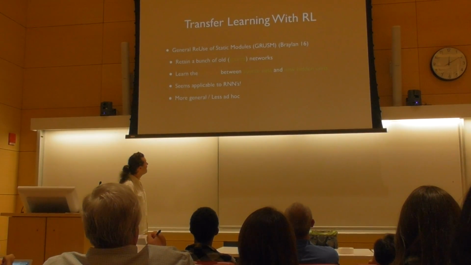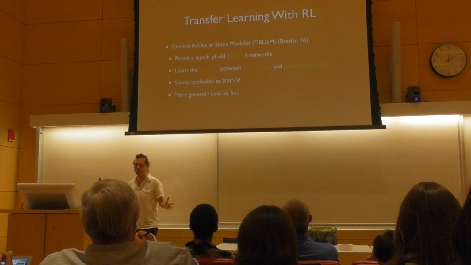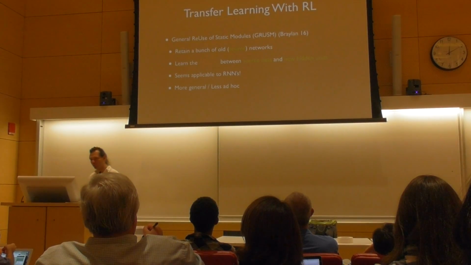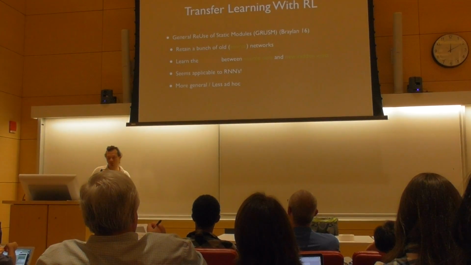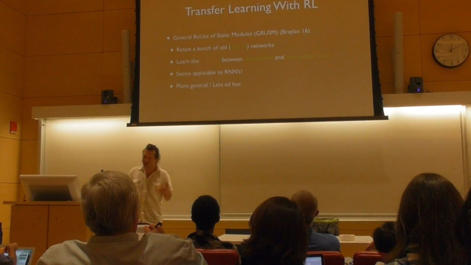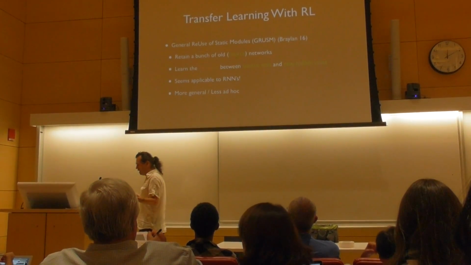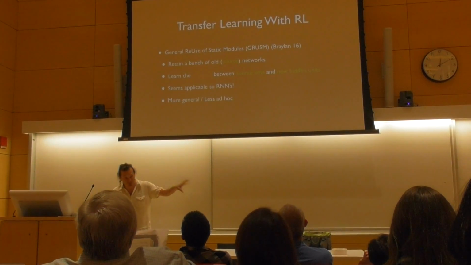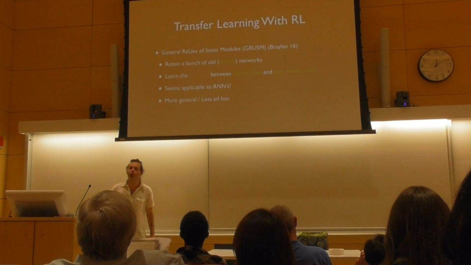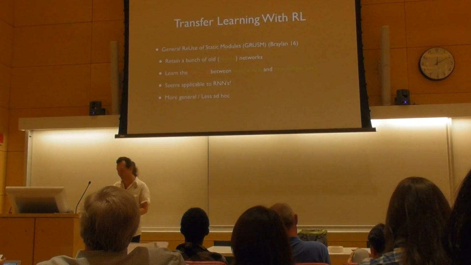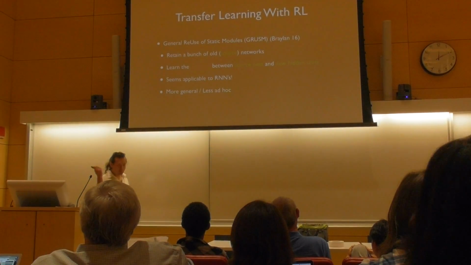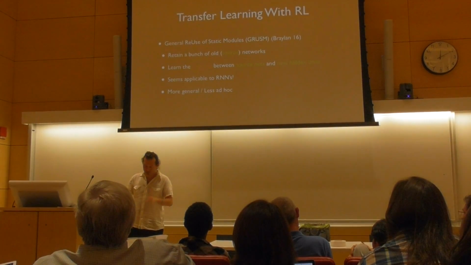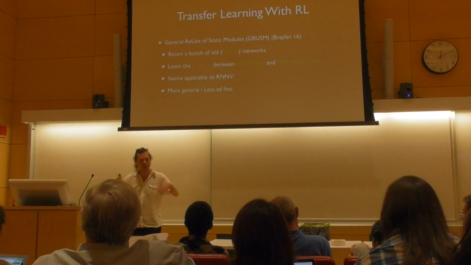This approach retains a bunch of old networks, not just one, but a bunch of them. And these are called source networks in this model. What we are doing here is actually more elegant, I think. We're learning the mapping between these old source nets and newly introduced hidden units. And since this seems applicable to RNNs, you see there is this flexibility that is very important to transfer learning algorithms.